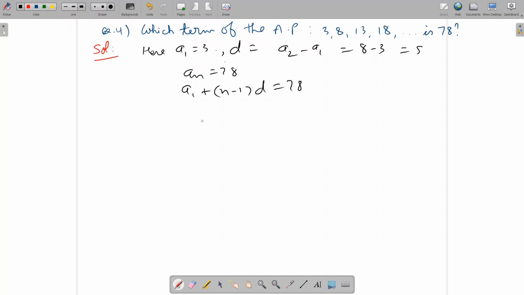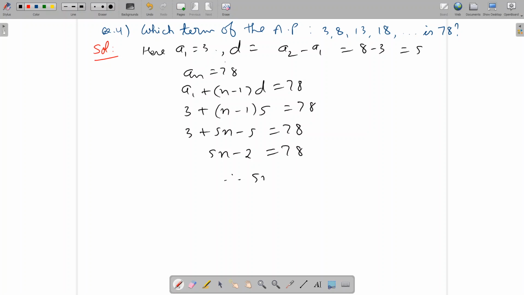Now we put the value of a1 and d in this one. So a1 is 3, so 3 plus (n minus 1), and we cannot put a value for n because we have to find it. d is 5, equal to 78. So solving this, we will get 3 plus 5n minus 5 equal to 78. So this will give us 3 minus 5, minus 2. So 5n minus 2 equal to 78.